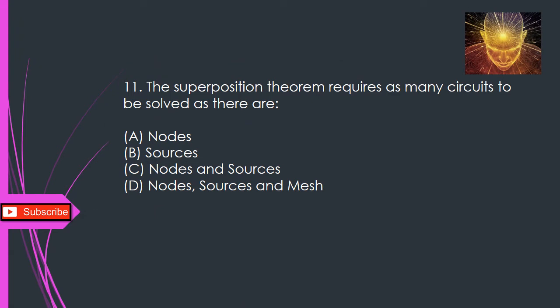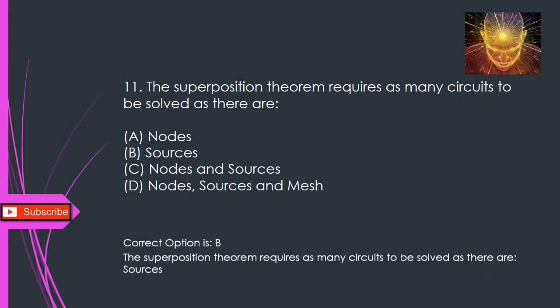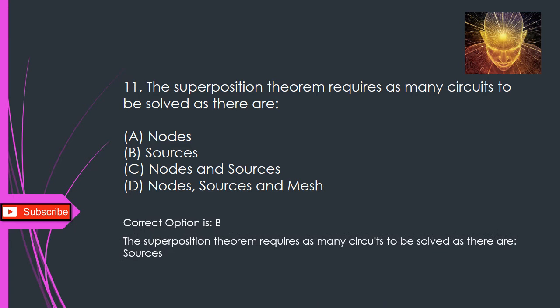The superposition theorem requires as many circuits to be solved as there are: A. Nodes. B. Sources. C. Nodes and sources. D. Nodes, sources, and mesh. Correct option is B. The superposition theorem requires as many circuits to be solved as there are sources.